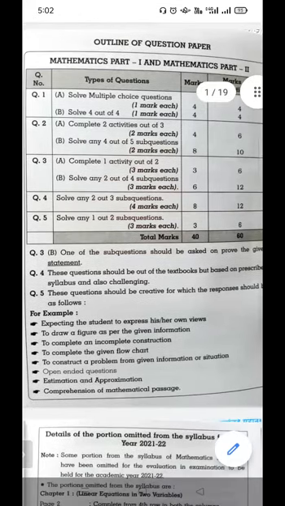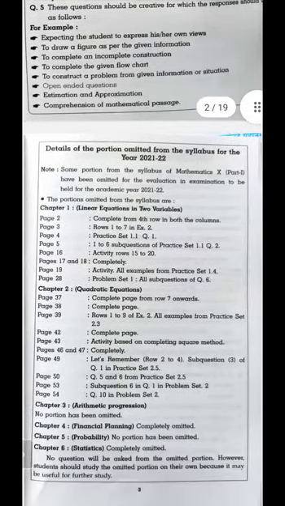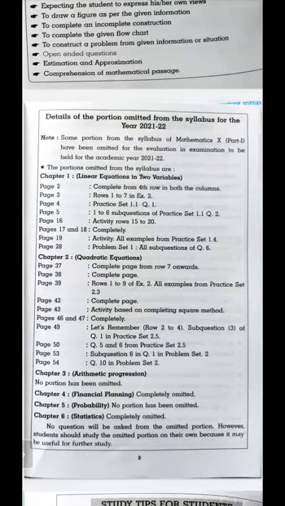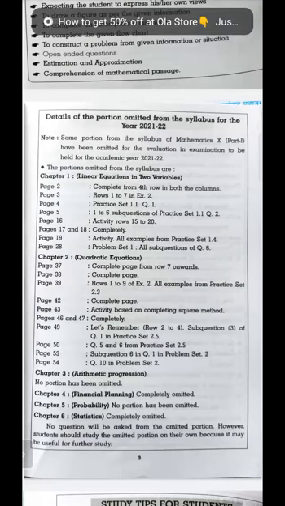Next we will see the portion which is omitted in the year 2021-22. Here is the list given from chapter number 1, 2, 3, and chapter number 4 is completely omitted, that is financial planning. Chapter number 5, probability, no portion has been omitted from this chapter. And number 6, statistics, is also completely omitted. No questions will be asked from the omitted part.